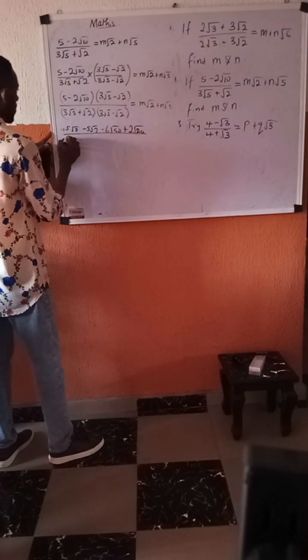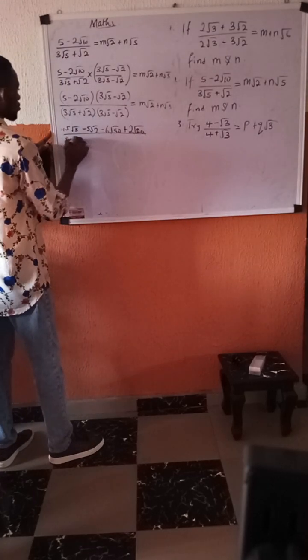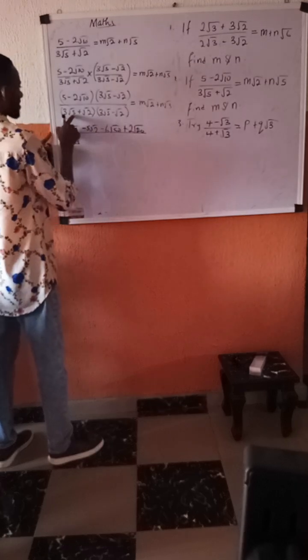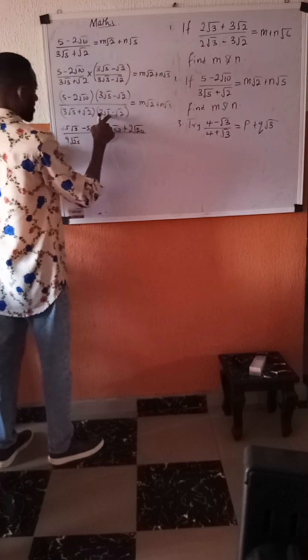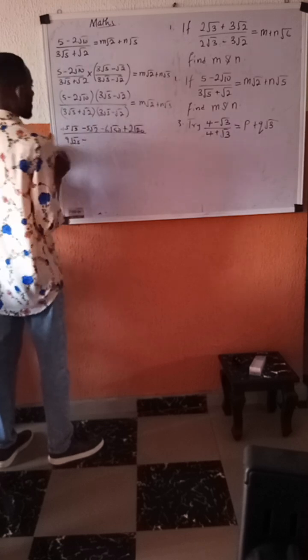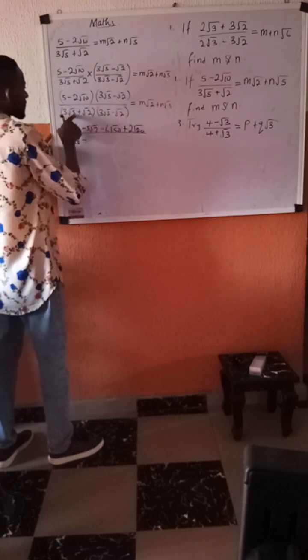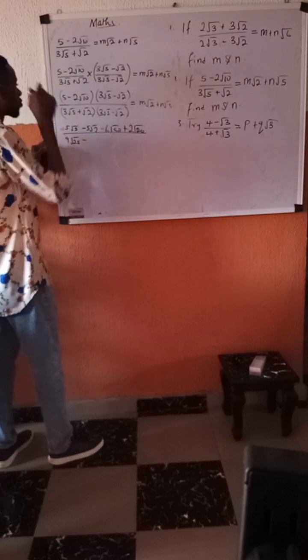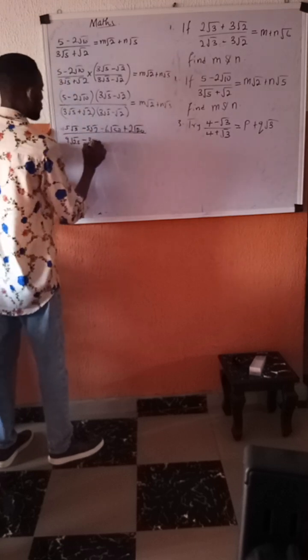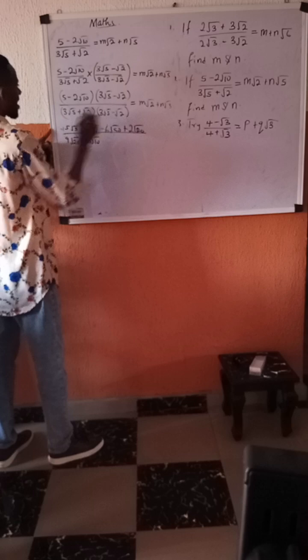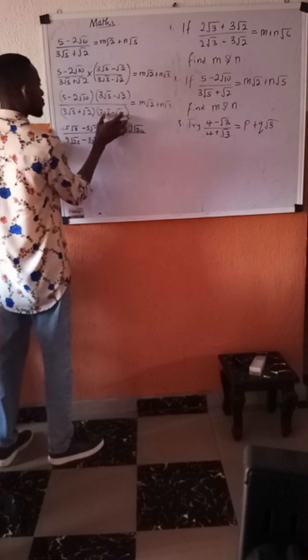3 times 3 is what? 9. Root 5 times root 5 becomes root 25, that is 5 times 5. Okay? The sign here is minus, minus. Then I have 3 root 5 times root 2 becomes 3 root what? 10. Then I'm done using this to multiply all the two terms here.